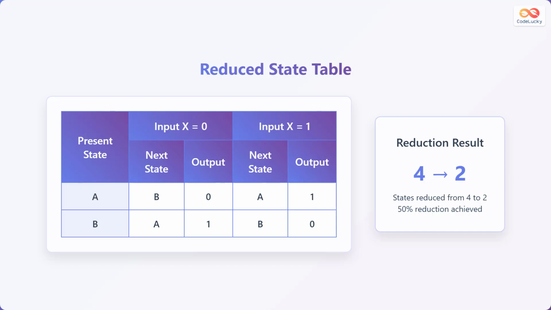After identifying the equivalent states, we can create a reduced state table. The reduced state table now has only 2 states, A and B, where A represents the merged states of A and C, and B represents the merged states of B and D. Here's the reduction result. The number of states reduced from 4 to 2, achieving a 50% reduction.